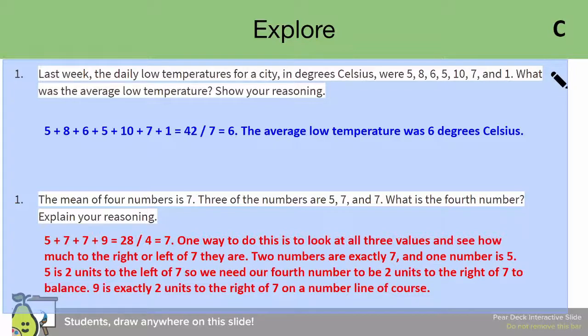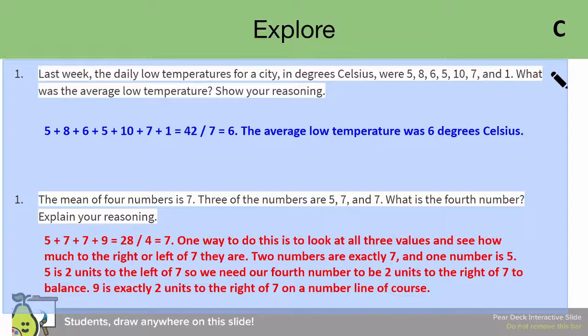Since 2 numbers are exactly 7 and 1 number is 5, and 5 is 2 units to the left of 7, that means we need our 4th number to be 2 units to the right of 7 in order for us to have a balance. And so 9 is exactly 2 units to the right of 7 on the number line, of course. So therefore, the 4th number must be 9.